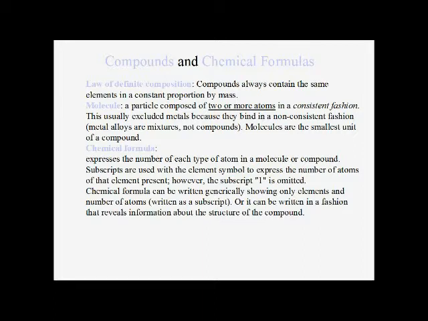So this is not including metals, and it's actually not including ionic compounds. We call that a formula unit for ionic compounds. So the molecule is the smallest unit of the compound. It contains the chemical properties of the compound. If we break that molecule into smaller units, the properties will change.